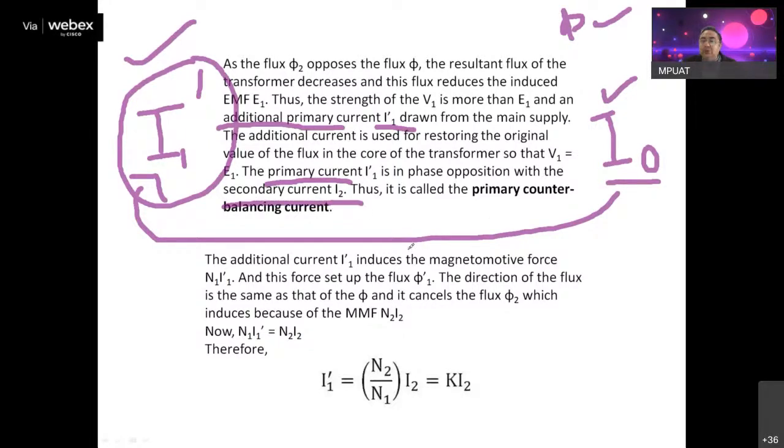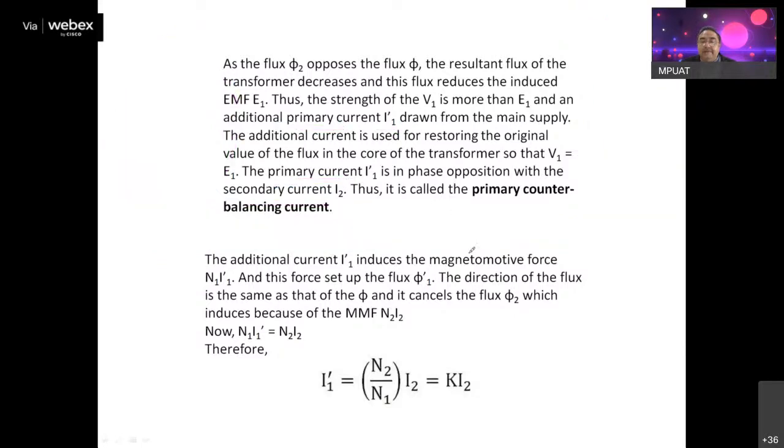Now this primary current is in opposition with the secondary current. चूंकि इसको फ्लक्स phi2 को अपोज करना है, therefore we can indirectly say that it is in phase opposition with the secondary current I2, क्योंकि वो उतना फ्लक्स देगा ऑपोजिट डायरेक्शन में जहां पर phi2 प्रोड्यूस हो रहा था। इसलिए this current is also called primary counterbalancing current. This I1 dash is also termed as primary counterbalancing current.